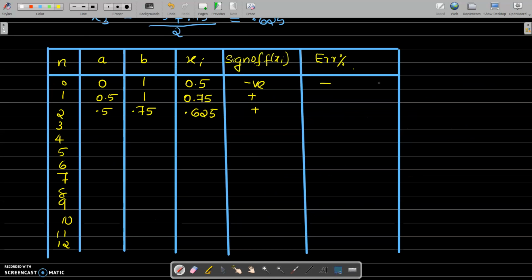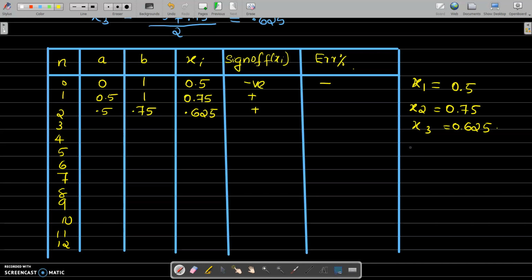This is a table actually. We have to put all these values in a table. This will be very easy. So x1 is equal to 0.5, x2 is equal to 0.75, and x3 is equal to 0.625. And next, how do we calculate the percentage error, that is the tolerance percentage?